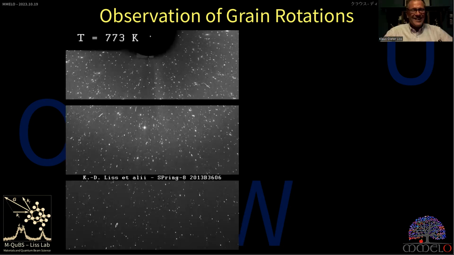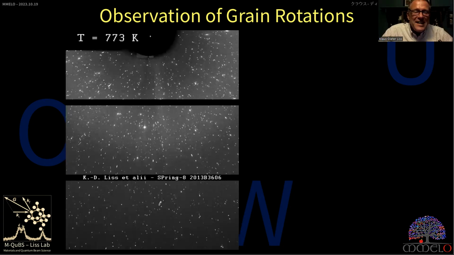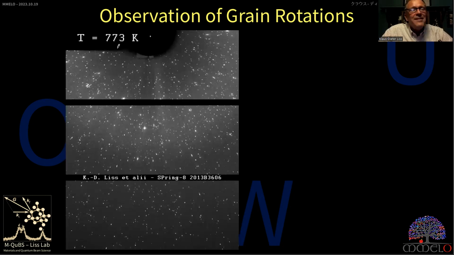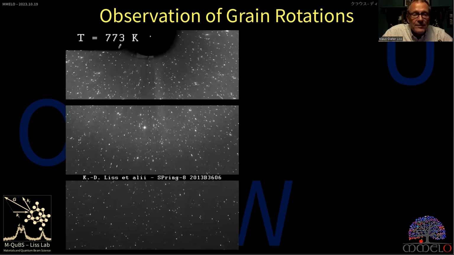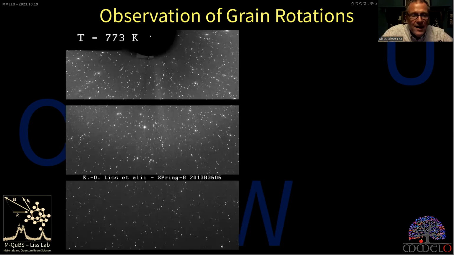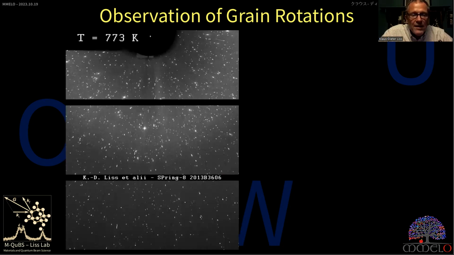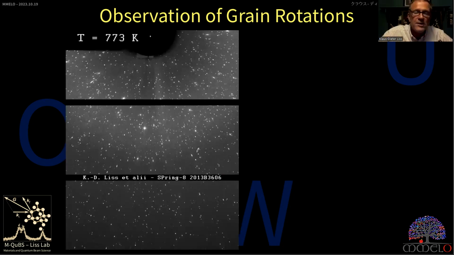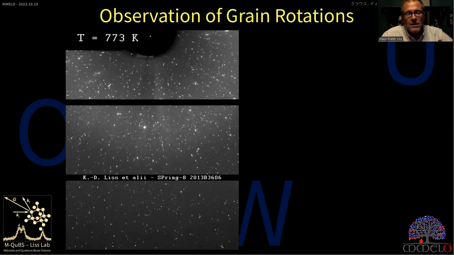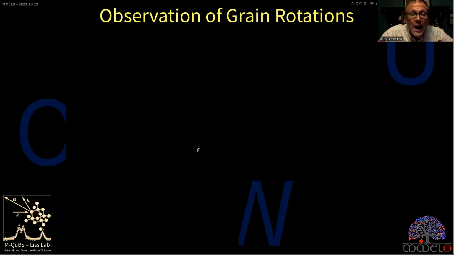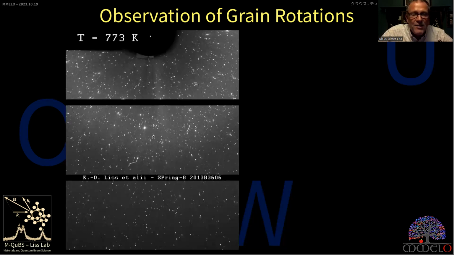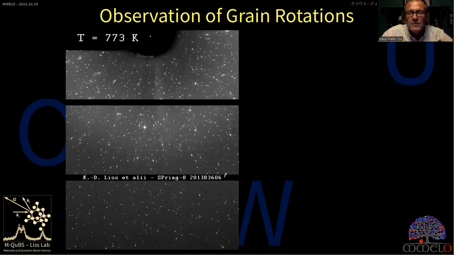Thank you. So what we see here, this is a movie now at 773 Kelvin. We hold the temperature. We see there are all these spots from the polycrystalline material, but a few spots are moving. And a few spots are going wild. You see them? So here they're going wild and zigzag.